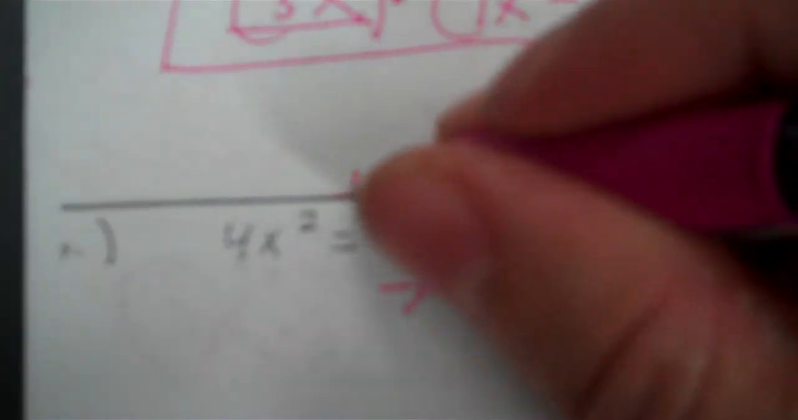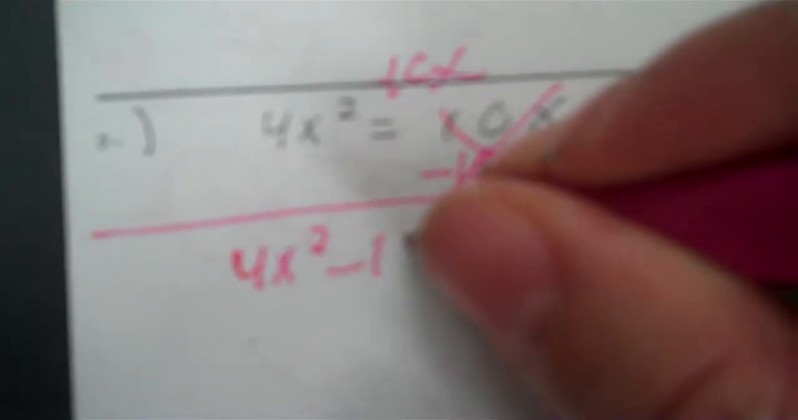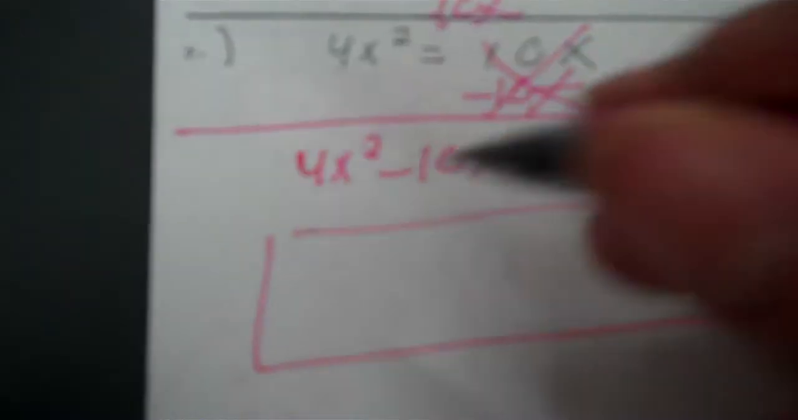Okay, next problem, there's two answers. 0, where you at? Don't see it. So minus 10x, okay? So 4x to the second minus 10x equals 0. Space times parentheses. Okay, so I don't have the negative. I got x on both. 4 and 10, we'll go with 4.